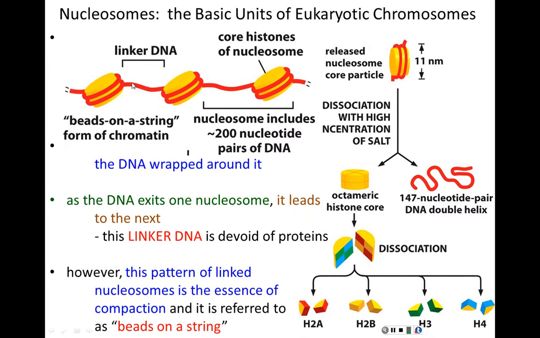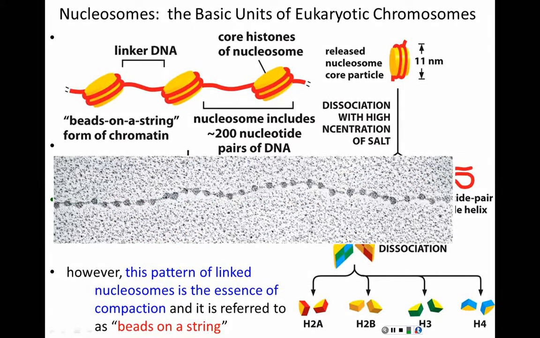The linker DNA can range from very, very short in length, about 5 base pairs, to quite long, about 200 base pairs, but the average length is 50 base pairs of DNA linking one nucleosome to the next. This pattern of linked nucleosomes, this is the basic fundamental unit of DNA compaction. This is our first level of DNA compaction. And it's referred to as beads on a string, with each nucleosome a single bead and the string being made up of the DNA itself.